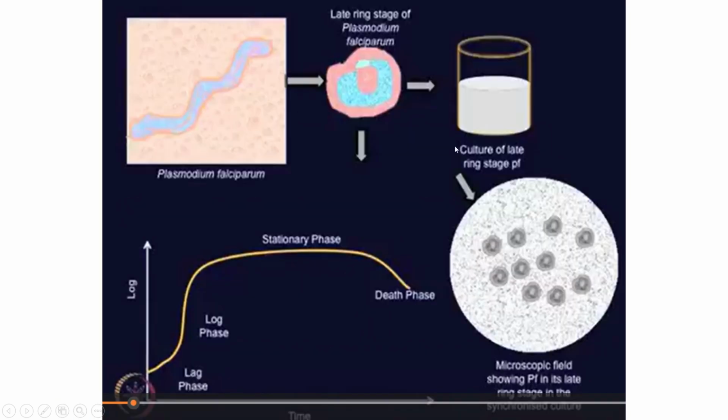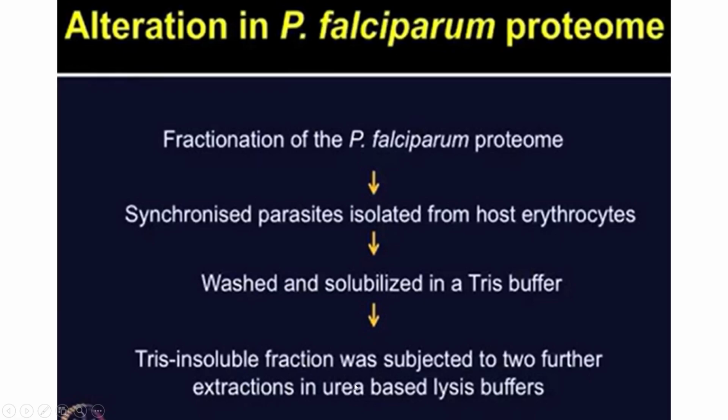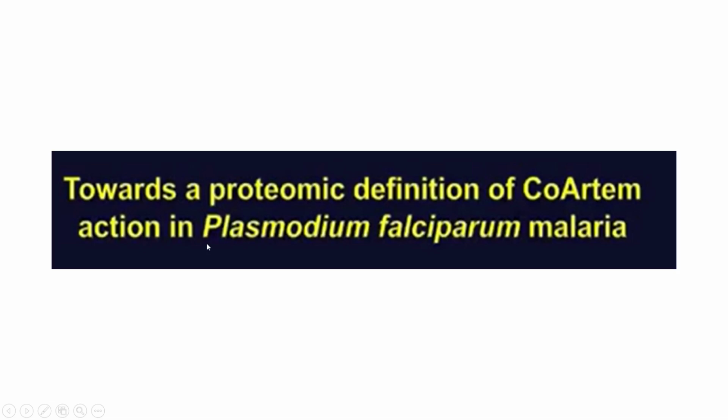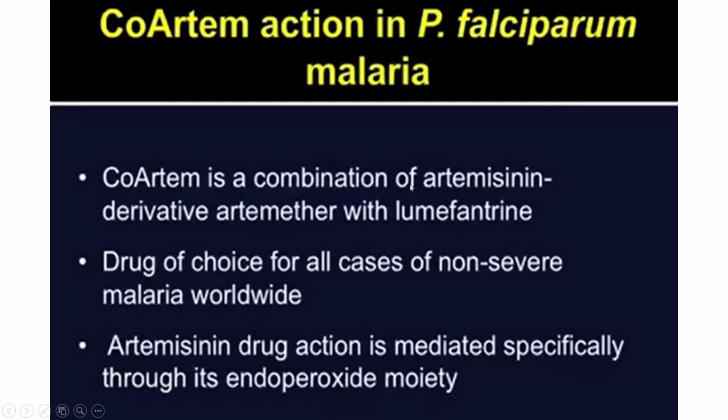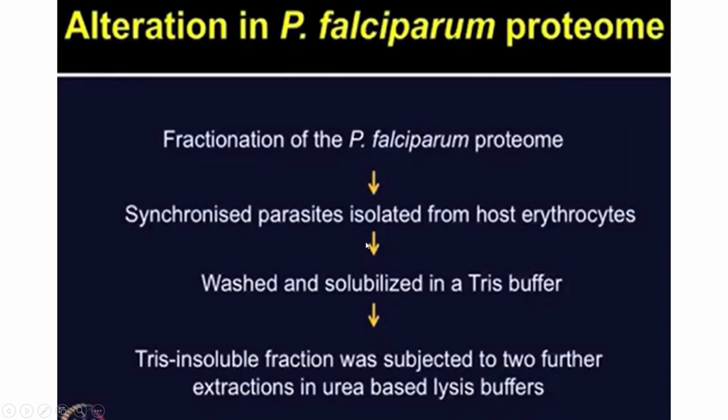So while growing this, they have given these kinds of drugs, and then they tried to check the effect of those drugs. So that's what the study is: effect of drug treatment on malarial parasite. So this is the malarial parasite, Plasmodium falciparum. They have given these specific drugs and tried to check their effect at the proteome level. So initially there is fractionation of this, like from Plasmodium falciparum, we are extracting proteins.